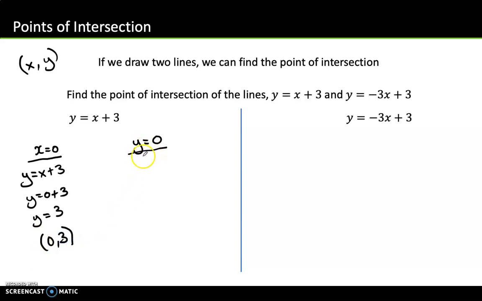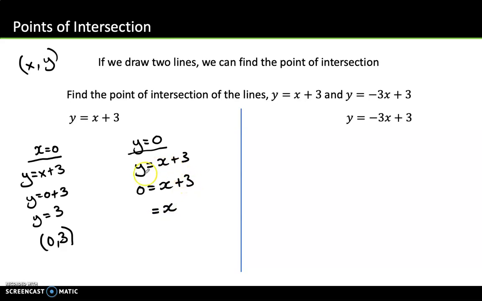Then for this one here, I'm letting y equals 0. So I'll write it all out again. I have y equals x plus 3. And what I'm going to do then, I'm going to substitute this 0 in for y. So I have 0 equals x plus 3. Now, normally we put letters on the left and numbers on the right. All I'm going to do this time is I'm going to put my number on the left. So I'm going to have equals x.